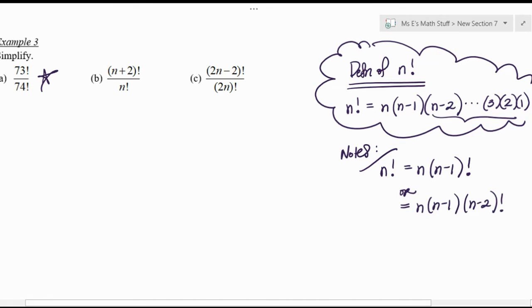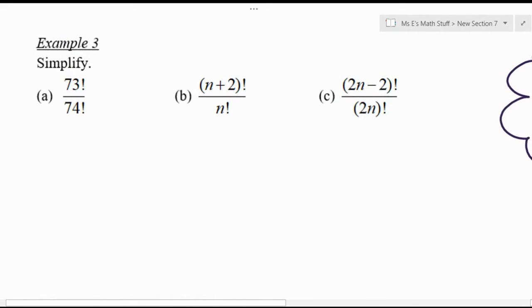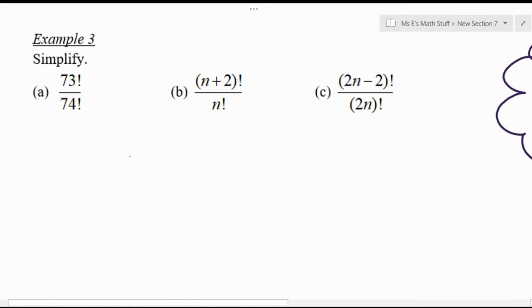There are lots of different ways you could choose to express a factorial, and you can pick whatever suits your situation. So for example, with 73 factorial over 74 factorial, I personally would recommend you always start with the factorial with the larger base, in this case 74. What would this equal? It would equal 74 times, and then the rest of 74 factorial would be 73 factorial.